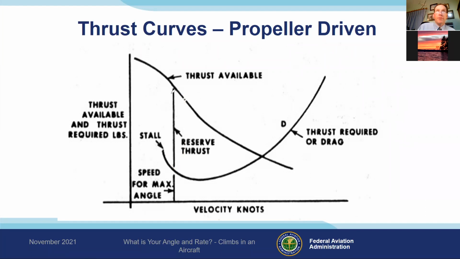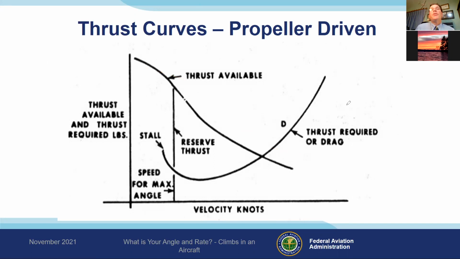This is for a propeller-driven aircraft where at very low speeds, we'll get the most thrust out of the propeller. We could probably adjust this some if we had a fixed pitch propeller. Let's just say this was for a climb propeller. With a cruise propeller, we might end up with a curve that looks a little bit more like that with it.